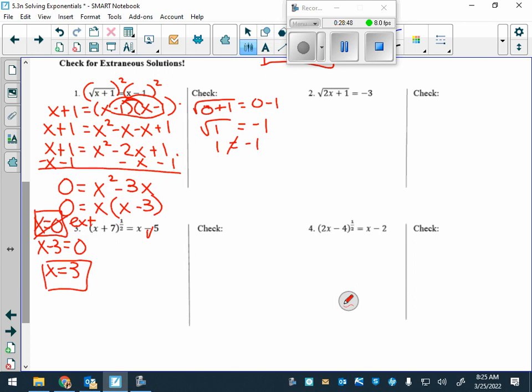Okay? So now we're going to try 3. 3 plus 1 is 4. Square root of 4? 2 equals 2. So since we got the same number on either side, 3 is our solution.